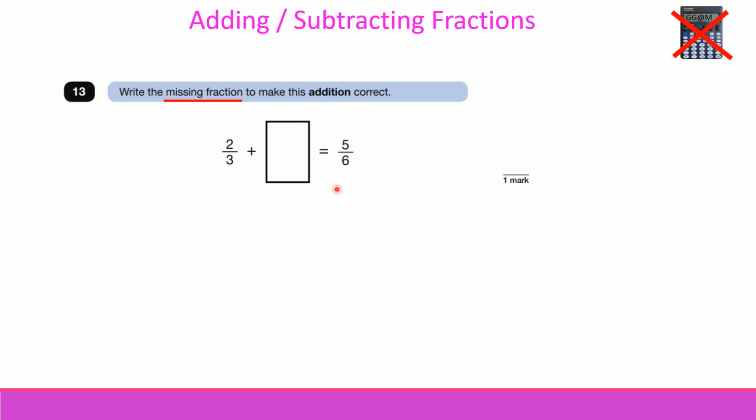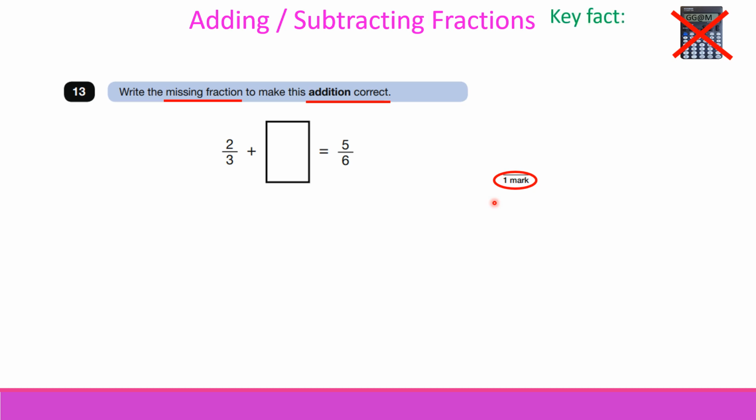So the key words are that there's a missing fraction. This box here has got a fraction in it that is missing, and you've got to work out what the missing fraction is to make the addition correct. So 2/3 plus something is going to equal 5/6. And this is going to give you 1 mark in the exam.